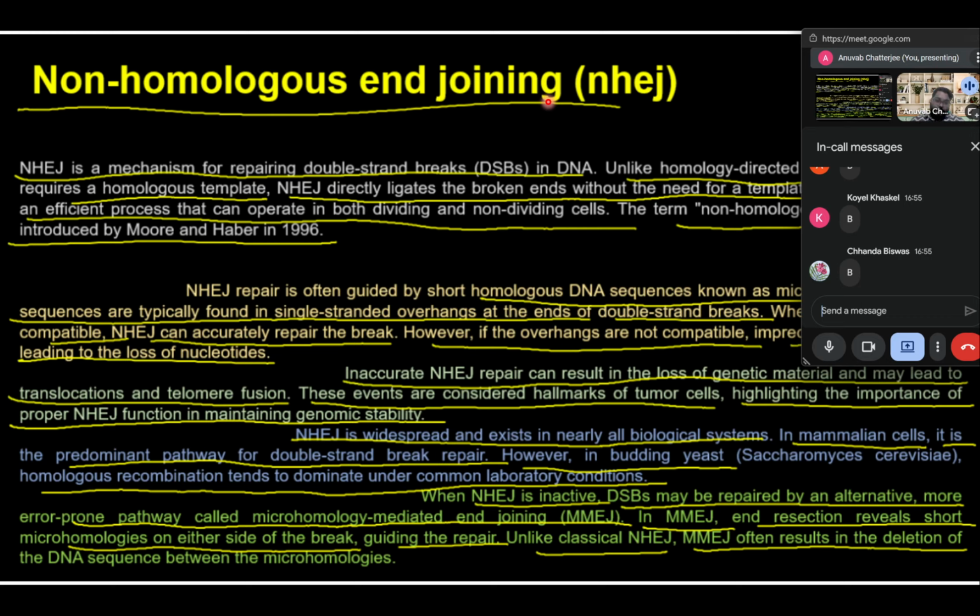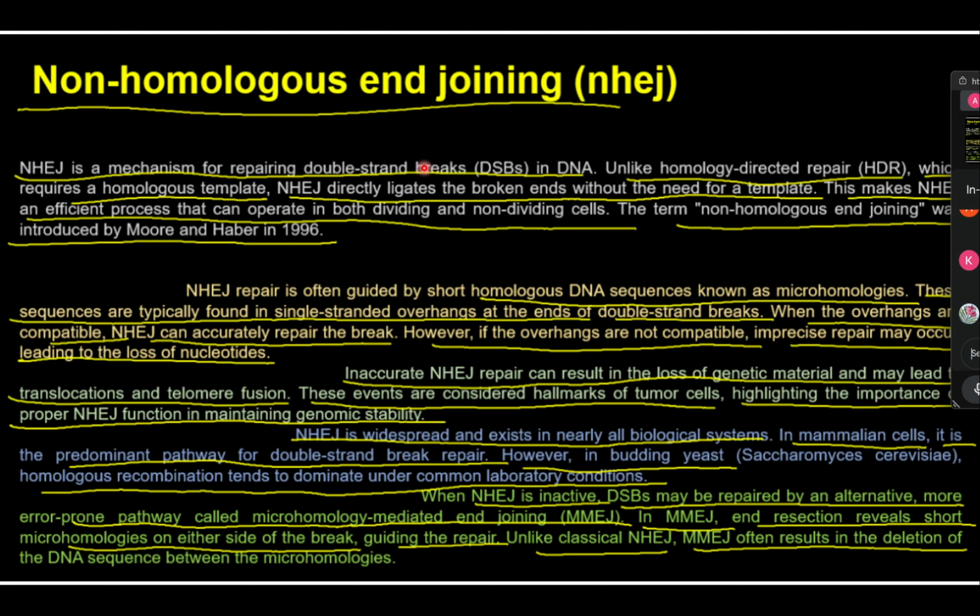There is no repair per se. It is a repair. It joins two strands together. But if there are any bases missing, then there is no addition of bases. It just joins the two ends together. So non-homologous end joining is a mechanism for repairing double-stranded breaks in DNA.